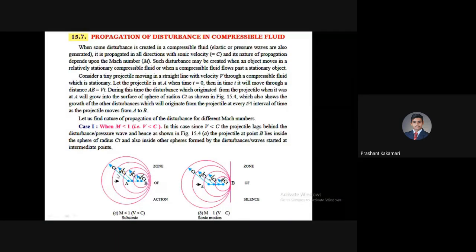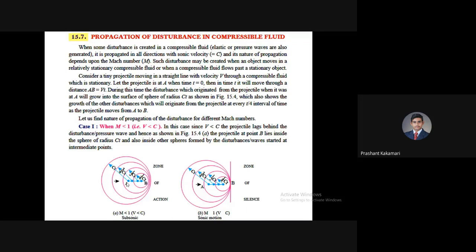Now in the first case, when the Mach number is less than 1 and the body is moving, see the direction. The body is moving from A towards B, and the speed of the body is less than the speed of sound. So in such cases, what will happen? The disturbance, or the sound, is traveling faster. So from A, the circle drawn is this outside circle, that is C delta T. C delta T equal to V delta T at first position.